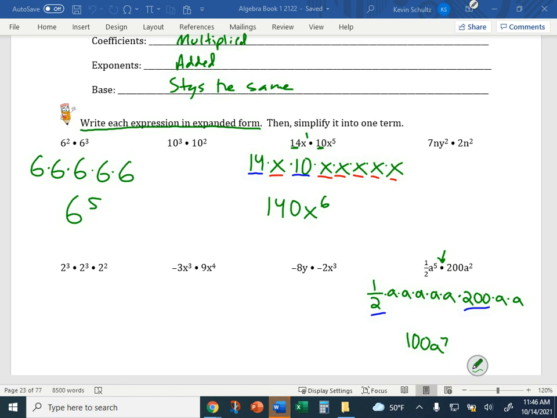So again, if you forget expanded form, or if you forget the rule, you've got expanded form to fall back on. It takes longer. It's not as efficient. It's just multiplying and adding, but you can see what you got. Any others on this page you want to go over? John?